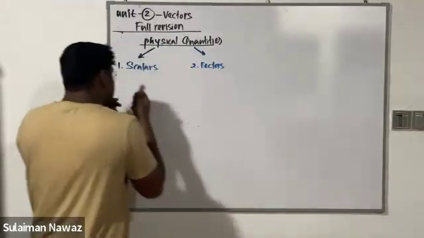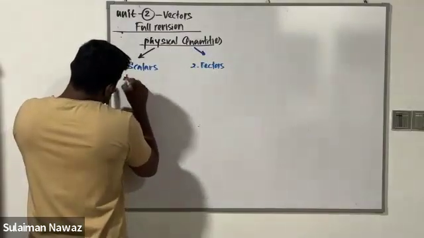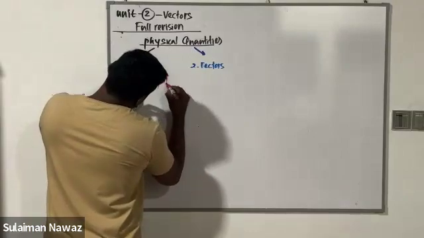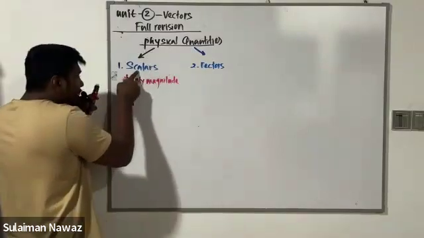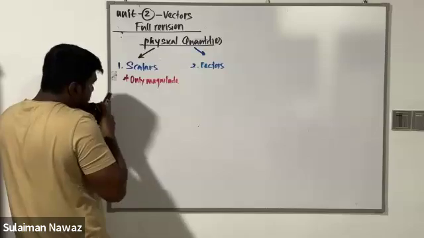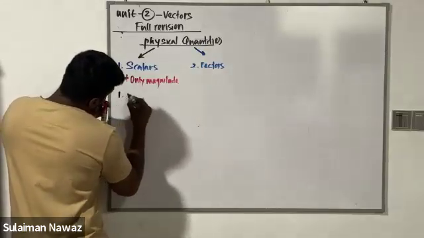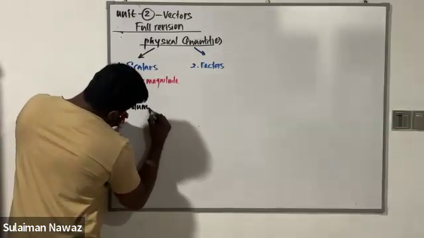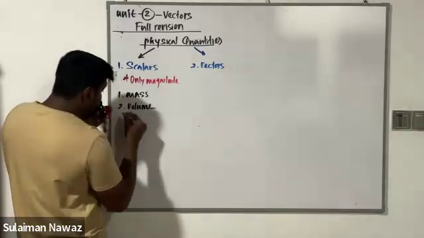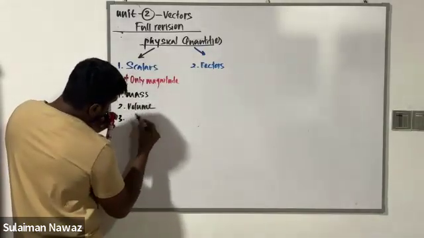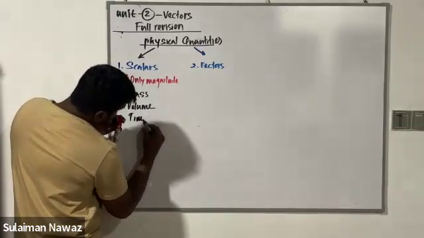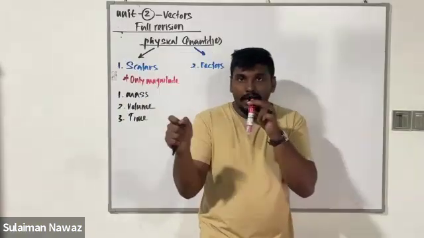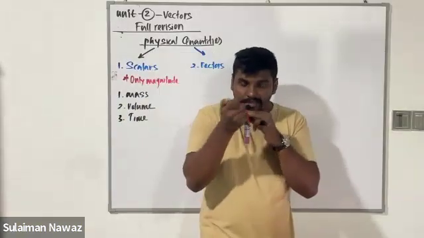So then scalars have only magnitude. Right? Only magnitude. Now give some examples for scalars. One example is mass. Another is volume. Time, for example 5 seconds, and distance. Mass, volume, time, distance. Then we can also say energy. They all are scalars.